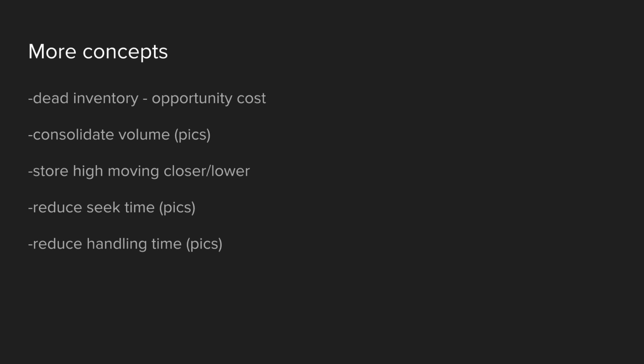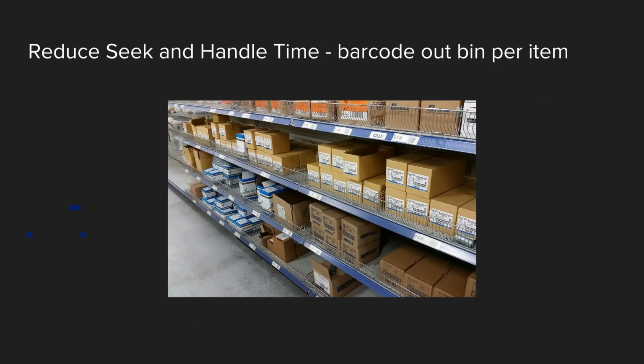Okay. And the last thing I'm going to talk about here before passing off to George for some TWL specific topics is reducing seek and handling time. And what I mean by that is this. There's barcodes out, right? So when I approach this product, I can scan the bin and the material without having to handle the material, turn it, pull it out of the bin in order to scan it.